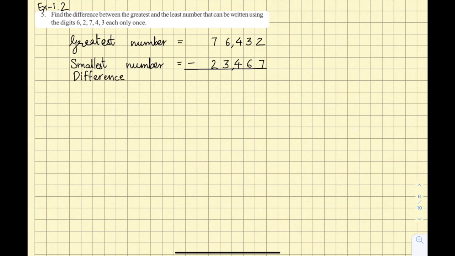So we do subtraction for finding out the difference. 2 minus 7 we can't do, so 3 becomes 2, we borrow, and this becomes 12. 12 minus 7 is 5.